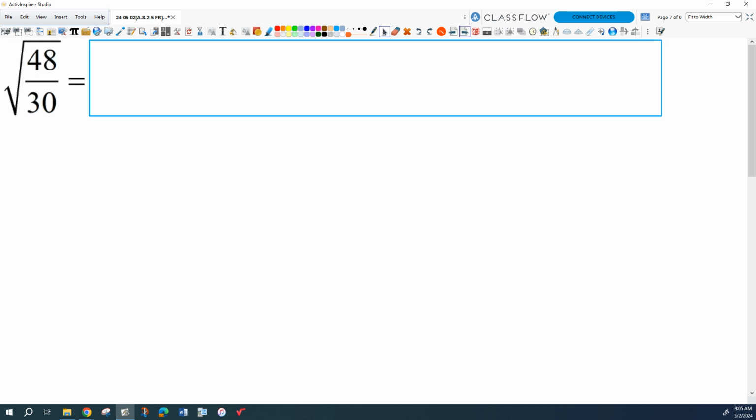Okay, what about this one then? Okay, I could just split it up and go from there. That would work. If I do that, I'm getting pretty big square roots, square root of 48 and square root of 30. Does anybody see maybe a step we could do prior to that, before we split it, that might make things a little simpler?